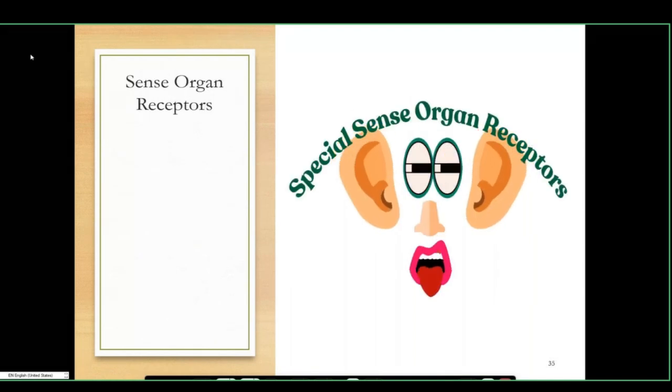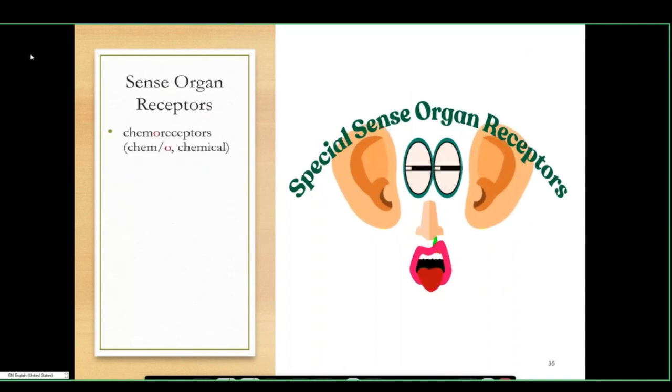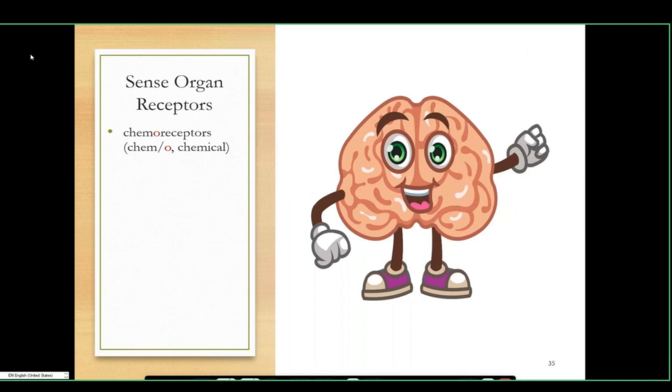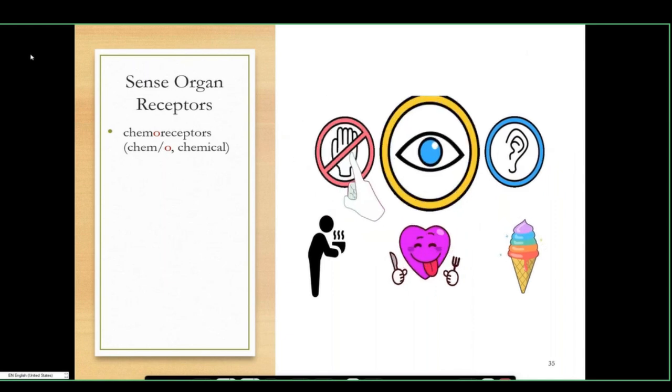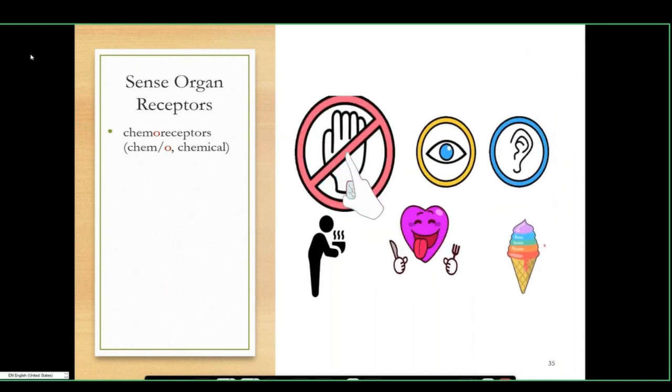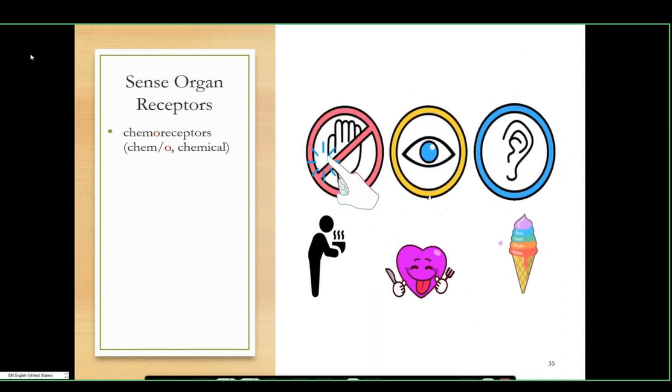Now, we will learn about the special sense organ receptors: the eyes, the ears, the skin, the mouth, and the nose have receptors that detect sensations, and the information is then transmitted to the brain. The receptors are nerve endings that enable us to see, hear, feel, taste, and smell.